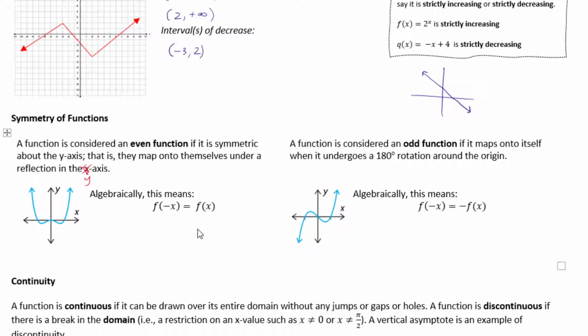All right, and algebraically, we can determine that by saying f at negative x is equal to f of x. So this is the algebraic way of determining if a function is even.